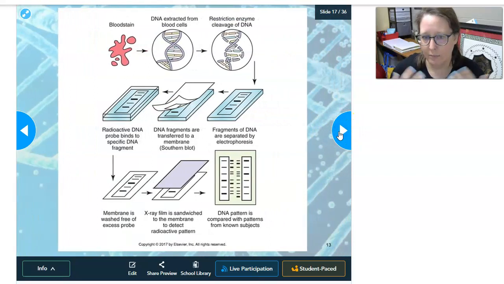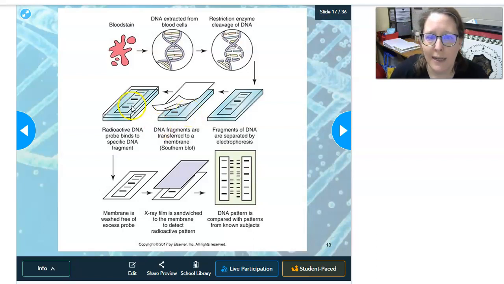So again, here's the process. You get a blood sample, and you extract DNA from the blood cells. It's usually amplified also. Then you use the restriction enzymes to cut up the DNA. Then you use electrophoresis to separate the DNA fragments in a gel. Then the fragments are blotted onto paper. That's the blotting technique, so it's transferred from the gel to a paper.